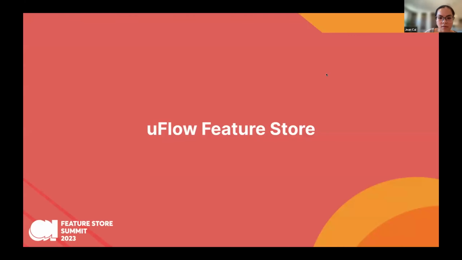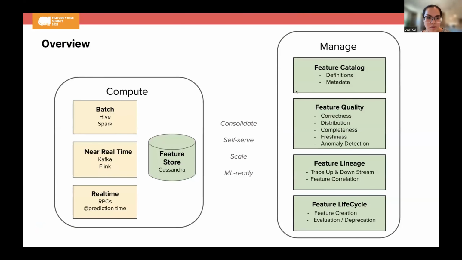Next. Yeah, so let's deep dive into the UFlow feature store. UFlow computes three types of features: batch, near real-time, and real-time. All the features are managed in the following four aspects. First is the feature catalog. It has all the definitions of the features. And next is the feature quality.